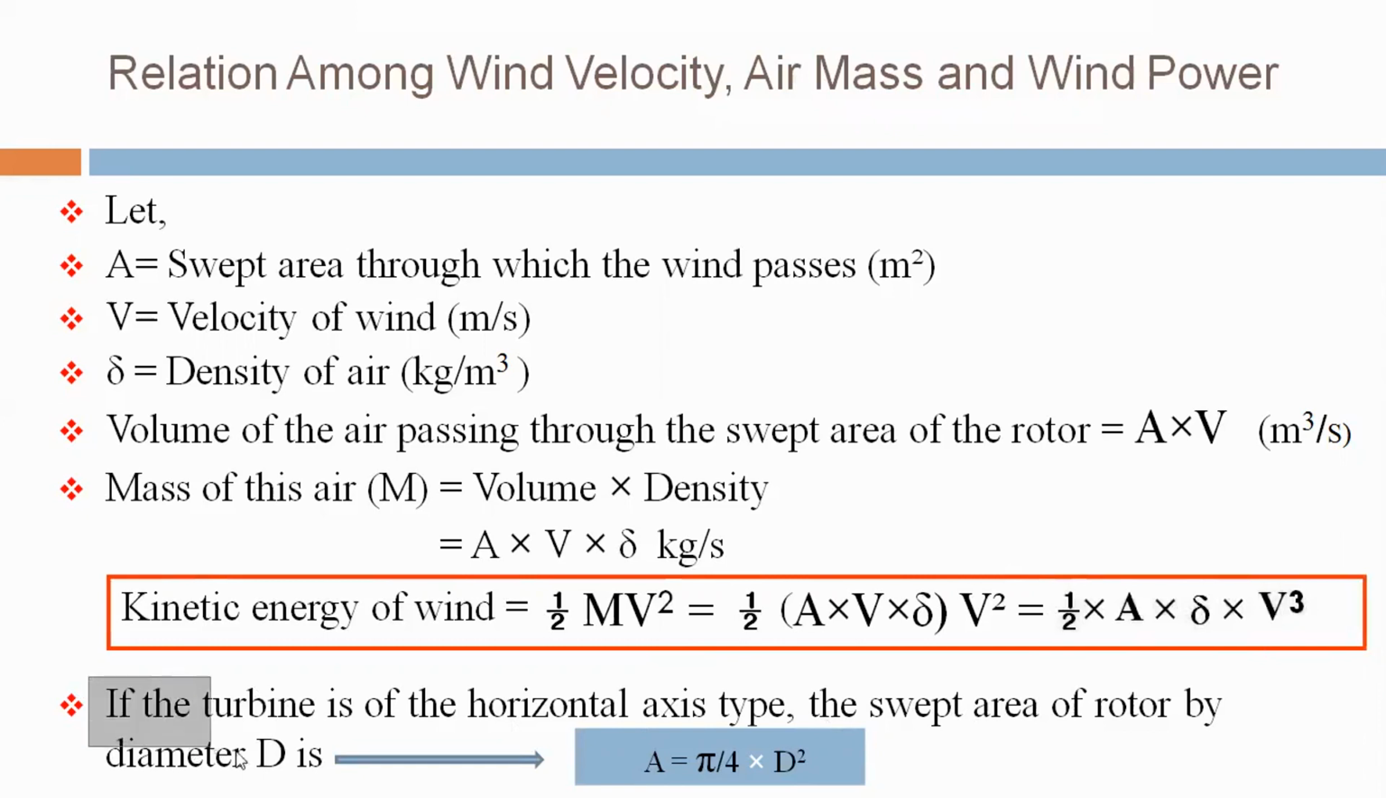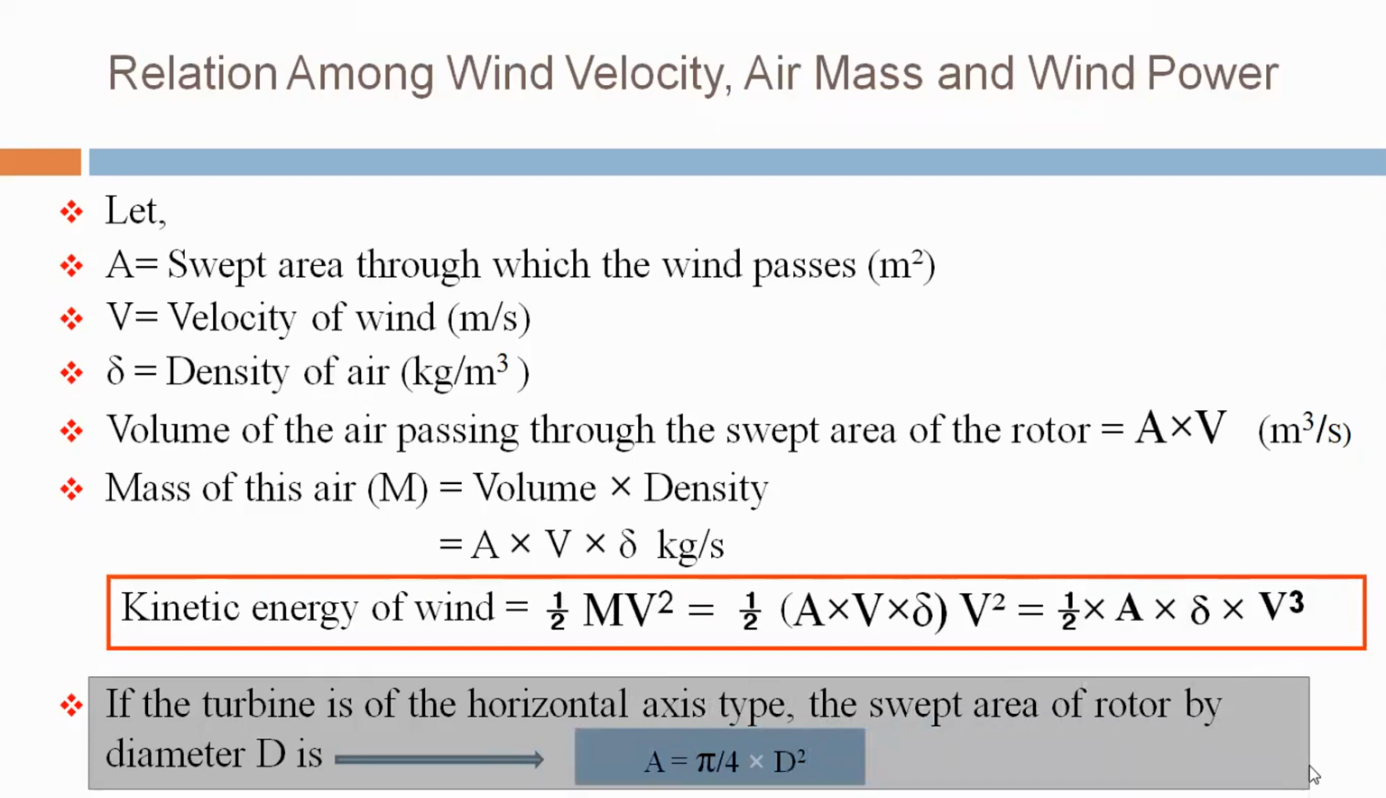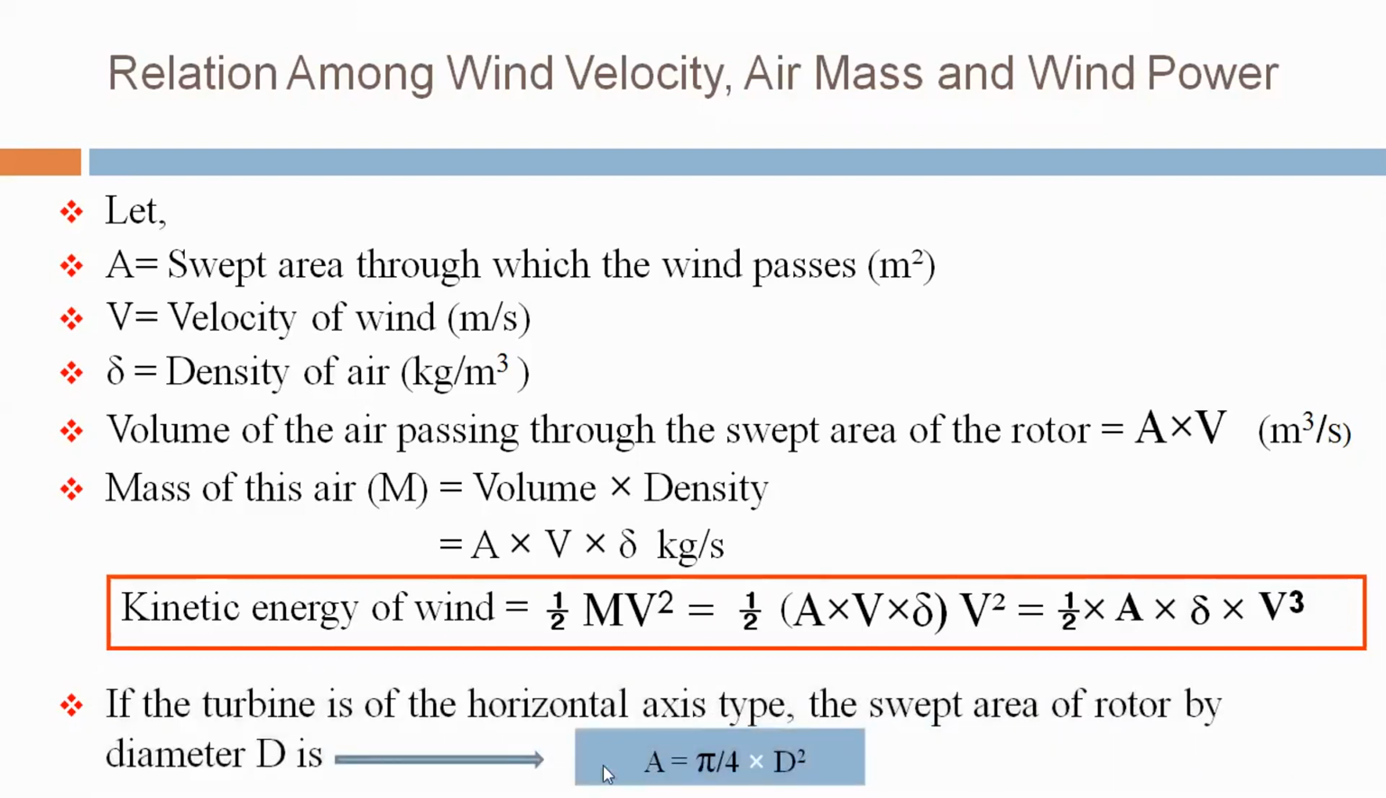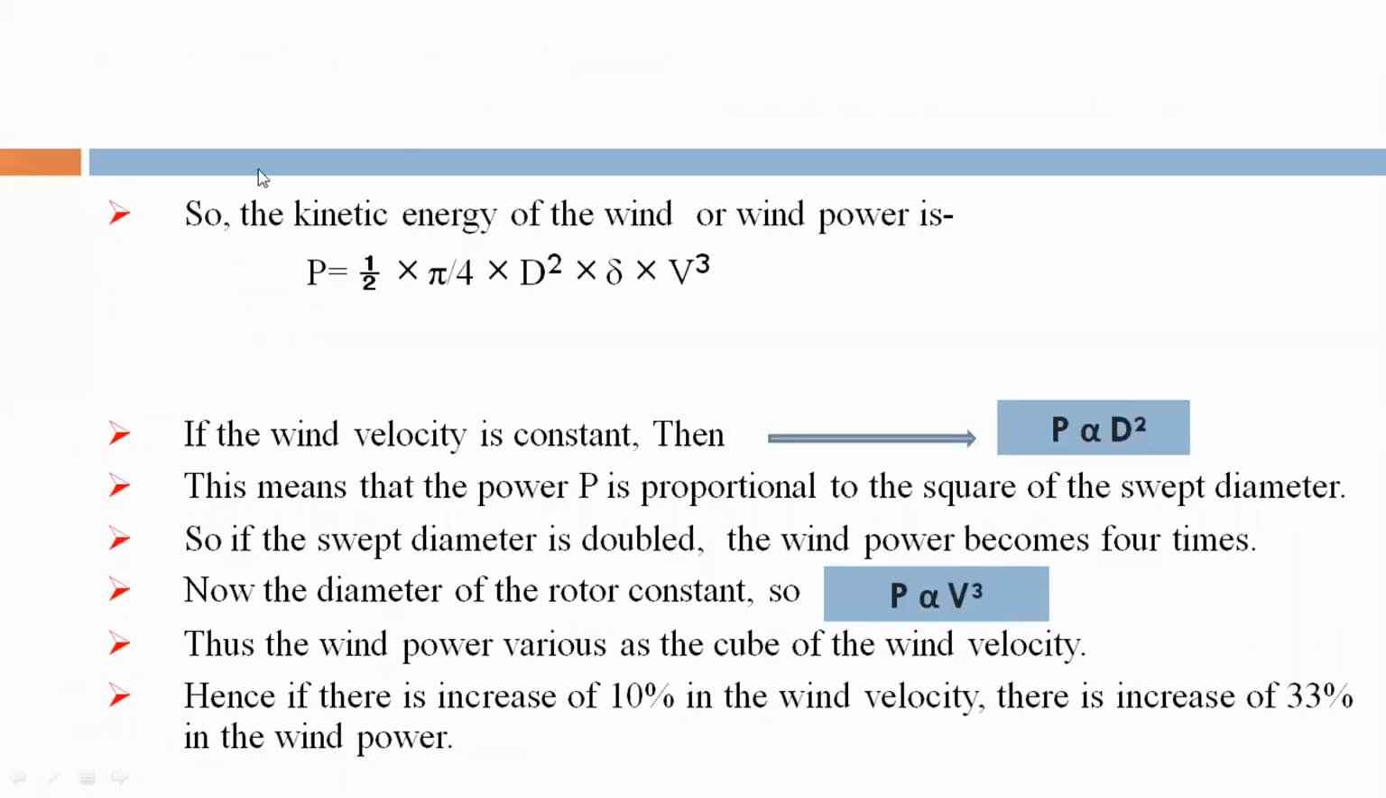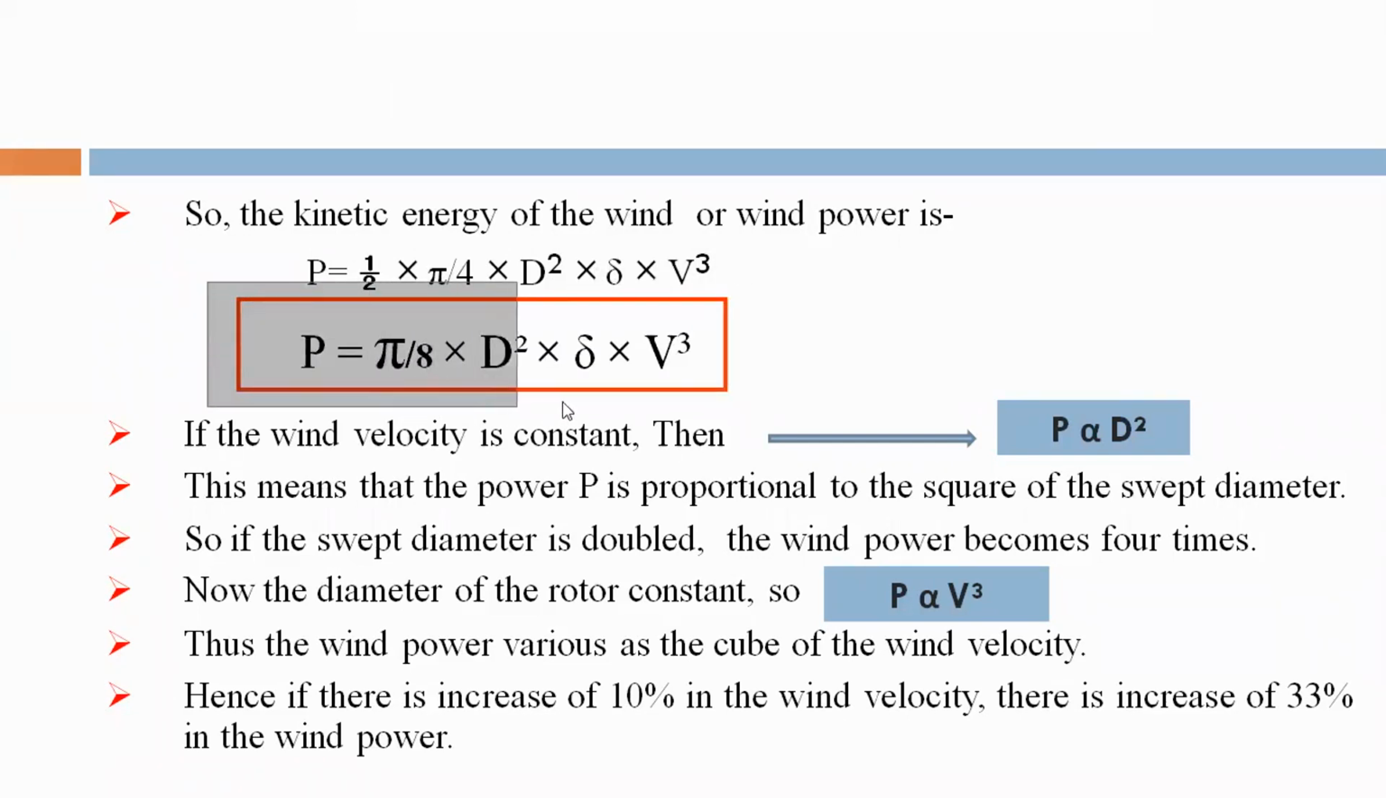If the turbine is of the horizontal axis type, the swept area of the rotor of diameter d is A is equal to pi/4 d square. So the kinetic energy of the wind or wind power is P is equal to 1/2 into pi/4 into d square, here this pi/4 into d square we are taking as area, into delta into V cube. P is equal to pi/8 into d square into delta into V cube.